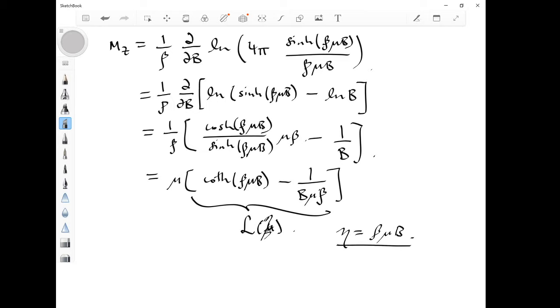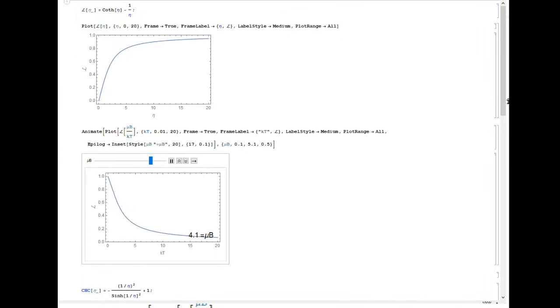All right. And so I've just plotted this function here, so you can see in Mathematica. And so this function, as a function of eta, has a steep slope up and then goes to 1 as eta increases. So that's as either b gets large or kt gets small. I've also plotted this function as a function of kt with increasing mu b as well. And so you can see those features there. We'll return to this page in a sec.